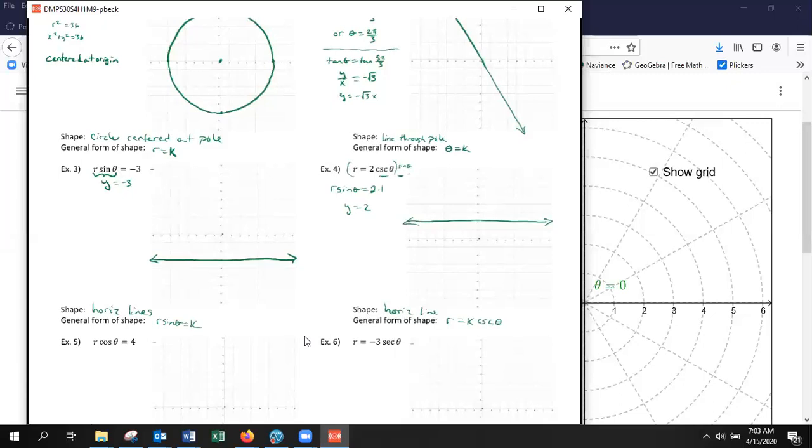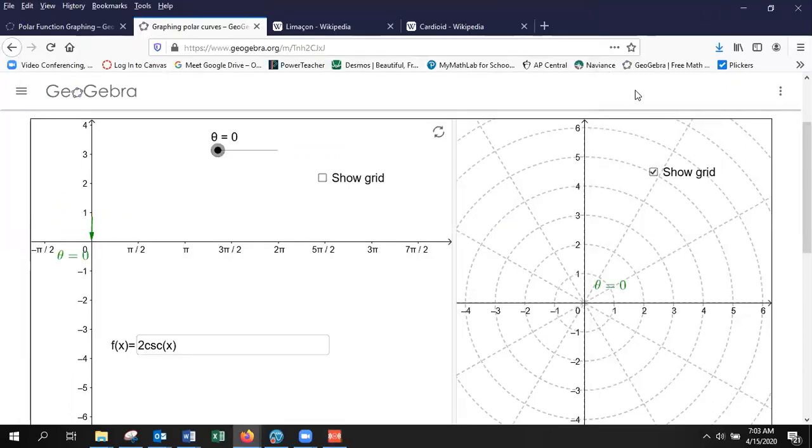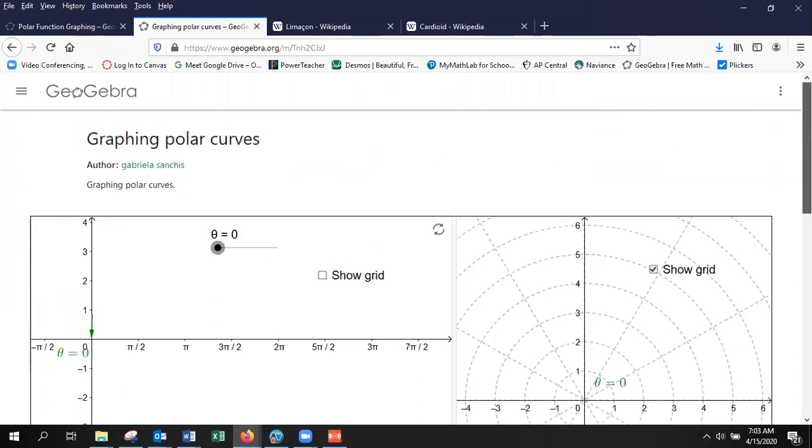Now, one of the explorations that I really want to go into is, if I'm working in a polar system where I'm working with angles, how is it possible that I'm generating a horizontal line? To answer that, I am going to go to GeoGebra. This GeoGebra link, I do have it linked in our notes. We could take a look. Shout out to Gabriela Sanchez. Hopefully I said her name correctly.